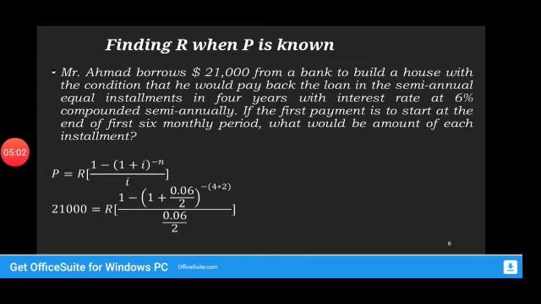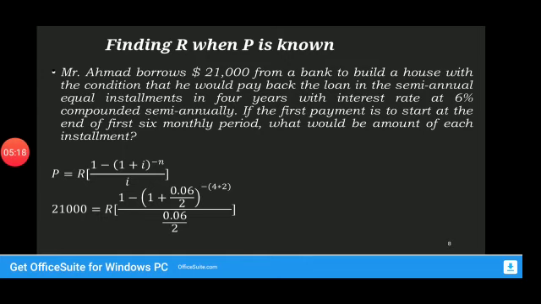Moving forward, now we have come to know the formula for finding the present value of ordinary annuity. If we know the present value, then we can find R. If we know the present value, we can also find n. Let's see how it is possible.